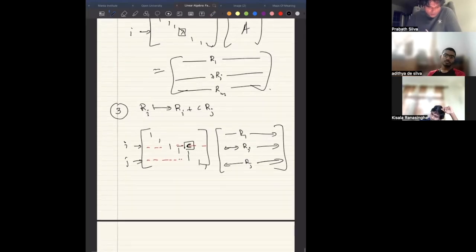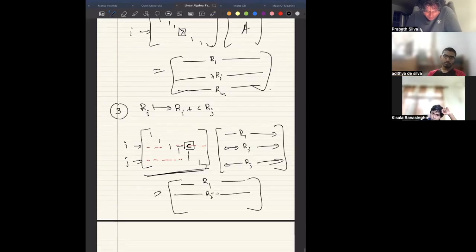If you multiply with this matrix, you will end up with R1 and Ri. Oh, so in the Ri1 you get Ri plus C times Rj, and everything else stays the same. Okay.